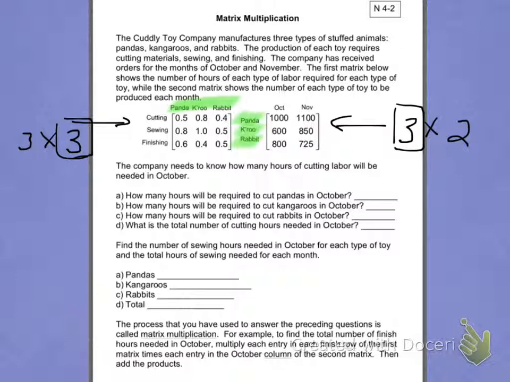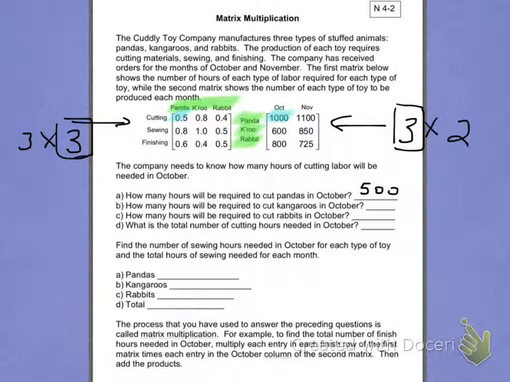To cut pandas. So they're going to multiply the time needed, the hours to cut 1 panda times the number of pandas they have ordered in October, which is 0.5 times 1,000, and that's going to be 500. So they're going to take 500 hours to cut pandas. Notice I multiplied this blue in the first matrix times the light blue in the second matrix.